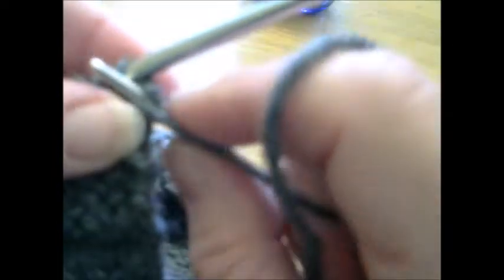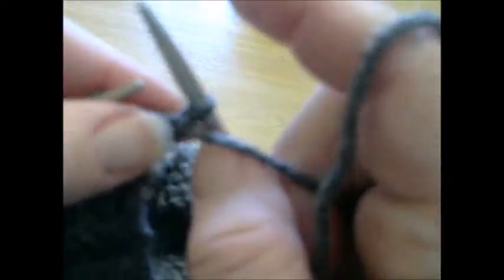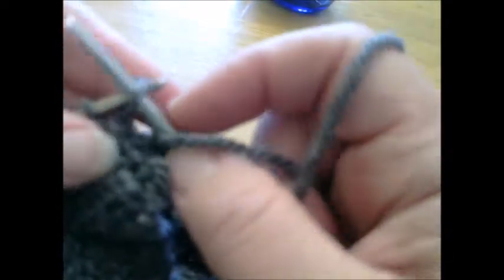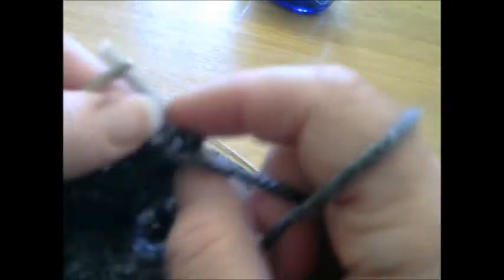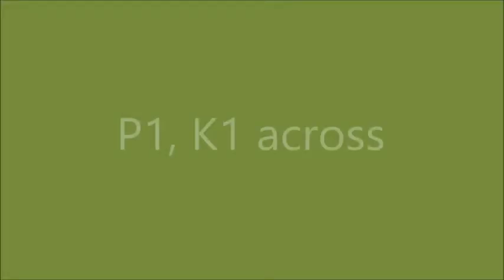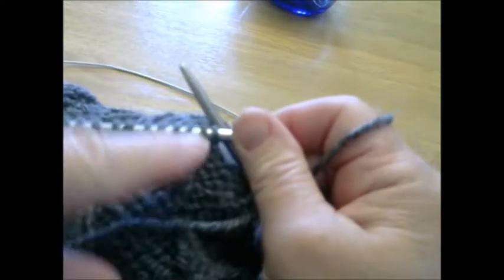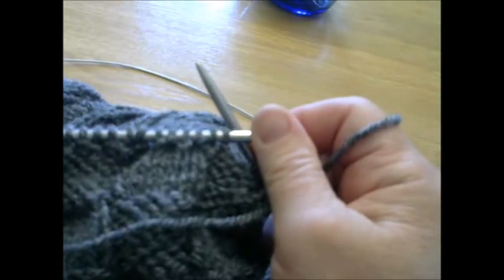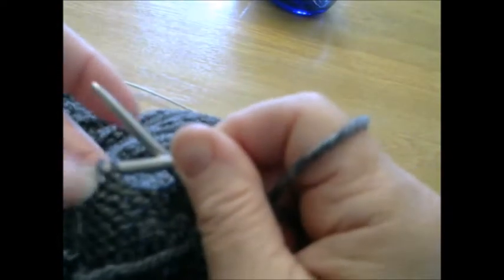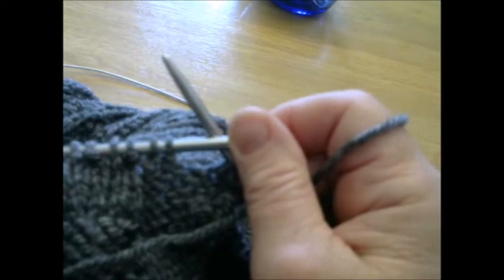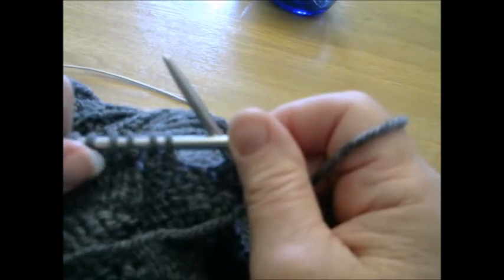So we're going to go purl, knit, purl, and knit all the way across. This is what it would look like on a pattern. And now let's continue all the way across that row. Remember, if it looks like a purl stitch, you're going to knit it. If it looks like a knit stitch, you're going to purl.